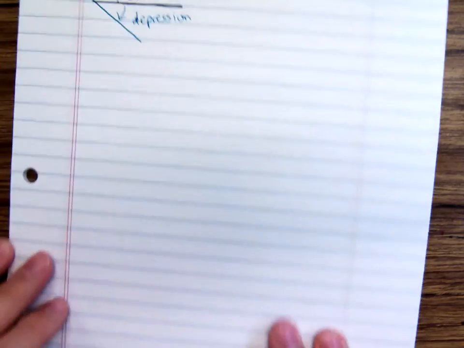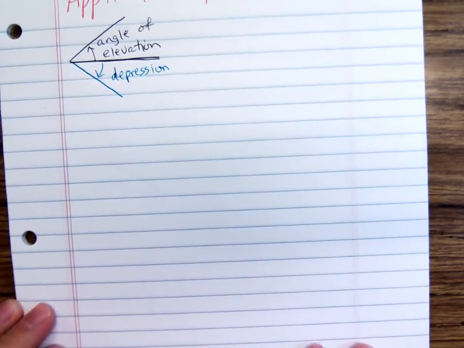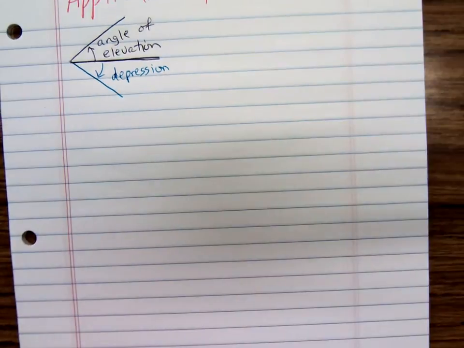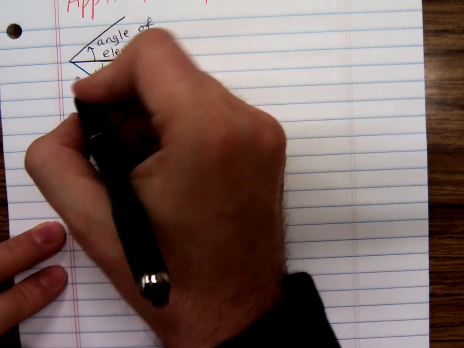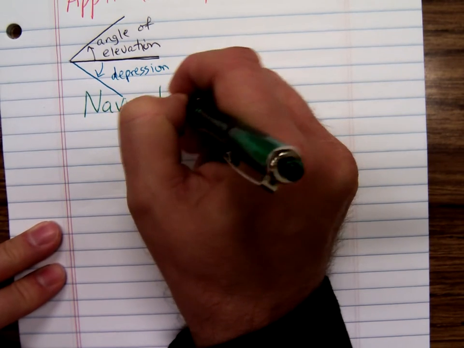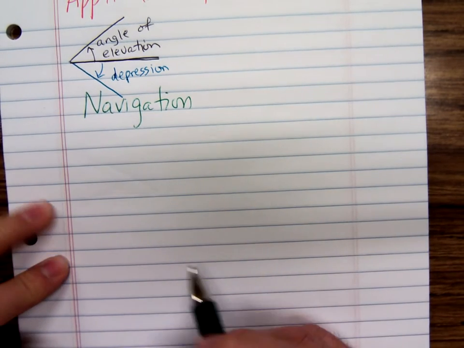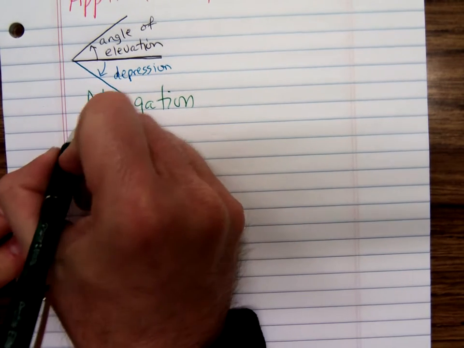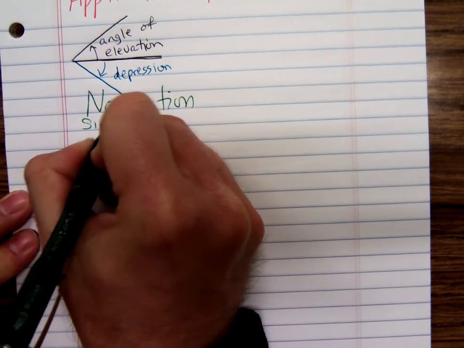Now, a little something new. Navigation. There are two ways that direction can be stated. One way is the single angle method.